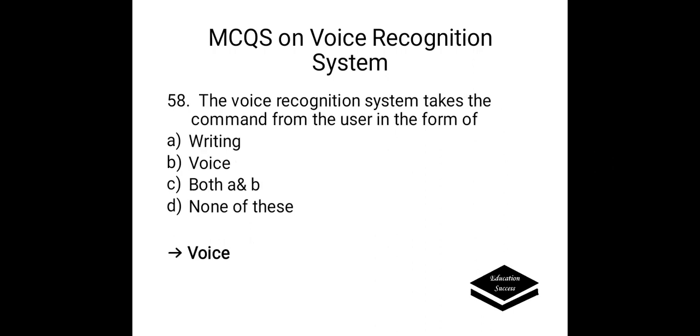The voice recognition system takes the command from the user in form of, options are A. Writing, B. Voice, C. Both A and B, D. None of these. Correct answer is voice. The voice recognition system takes the command from the user in the form of voice.